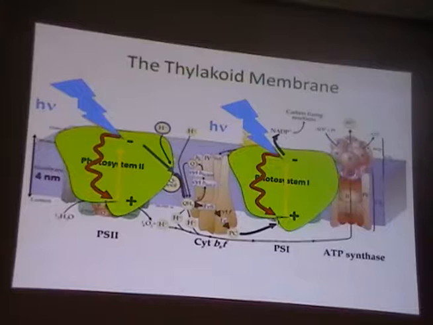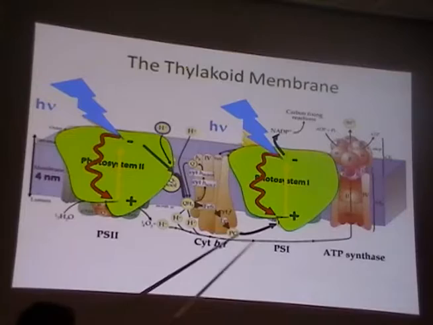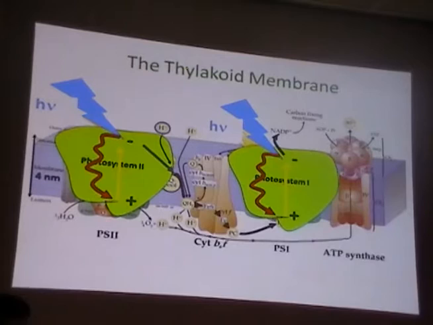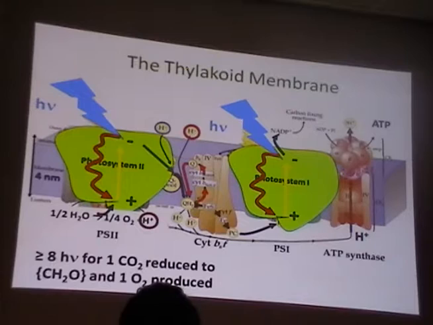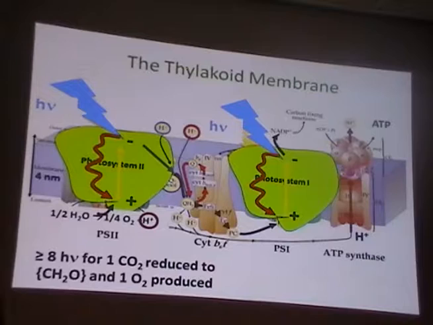Okay, so photosystem 2 extracts electrons from water, photosystem 1 gets them from, say, B6F, in which the electrons are actually in a cycle, coming through a cycle, protons as well. Okay, so in the end, having said all of this, the minimum number of photons required to reduce one CO2, to produce one oxygen, is 8 photons.